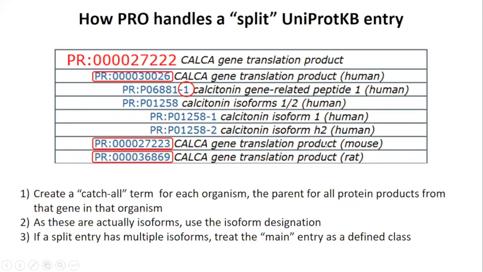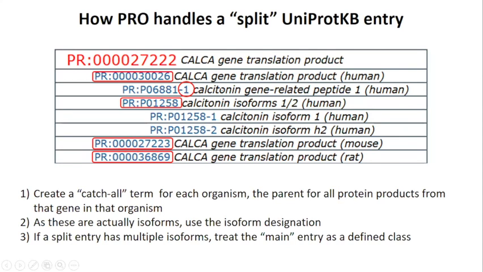Finally, though not always necessary, we might create a defined class that holds all the isoforms described within the main entry. So this is what I was talking about as a main accession, is the one without any dash. And this typically would hold all of the isoforms, but in this case, it holds 2 of the isoforms, and the third one is in a different entry right here.